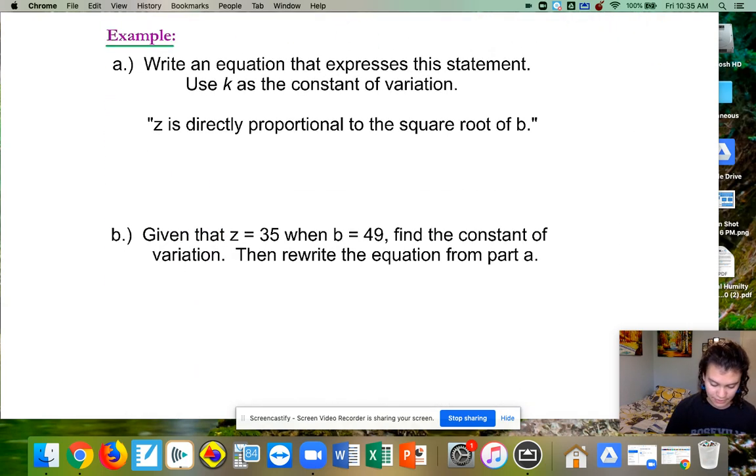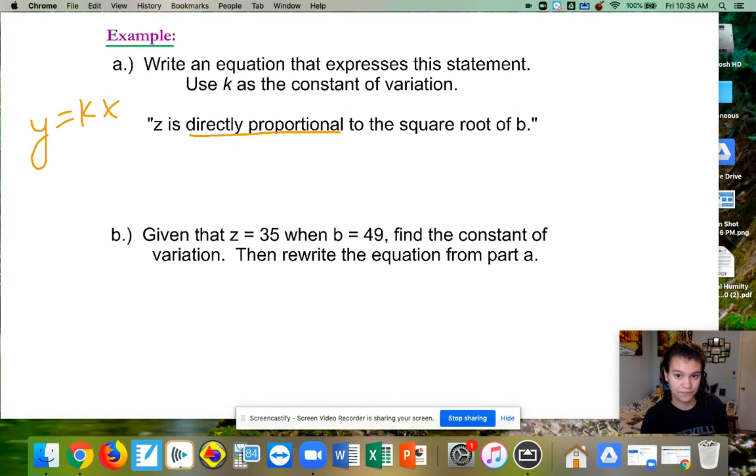So a couple examples. We want to write the equation first that expresses this sentence. It says z is directly proportional to the square root of b. So the first thing you want to think about is, is it directly proportional or inversely proportional? Well, it says right here, directly proportional. So we have the form y equals kx, and we want to figure out what's y and what's x. If it doesn't say what the constant of variation is, just use k.